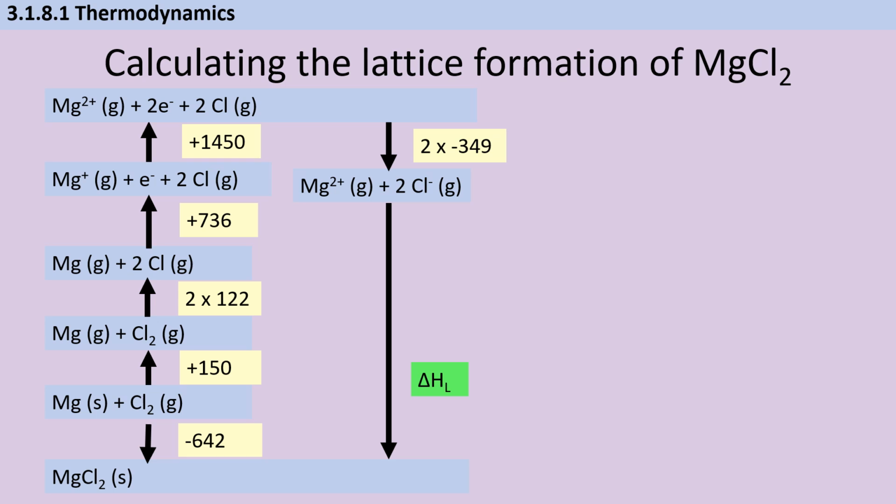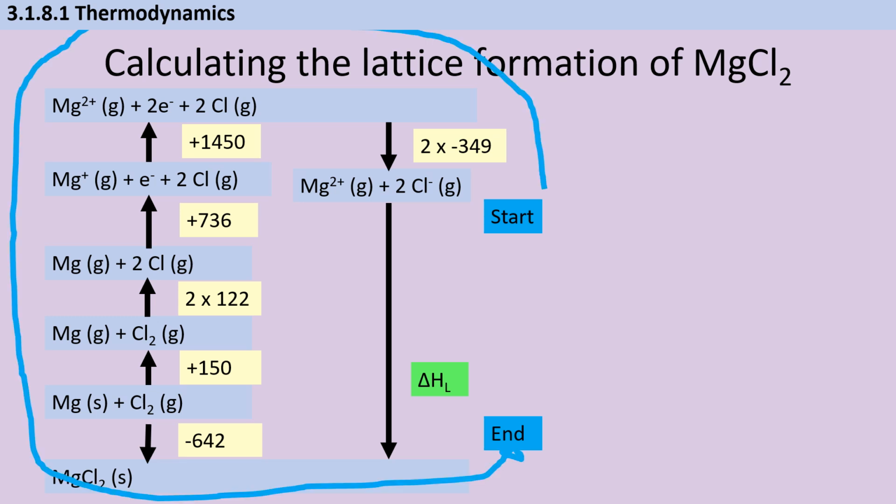Whether it's a really simple Hess cycle question or a more involved Born-Haber cycle, I like to write start and end at either end of the arrow that I'm trying to figure out the value for, and then link them up, because this is just a really quick and easy way to make sure that in the stress of the exam you don't accidentally go the wrong way around the cycle.